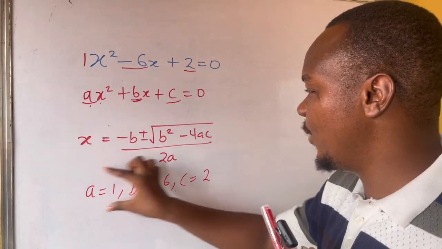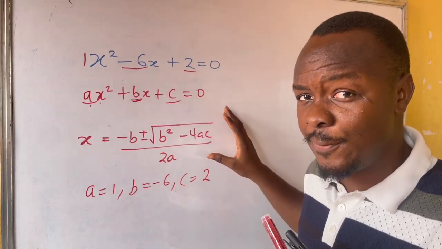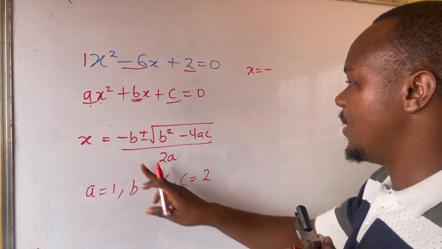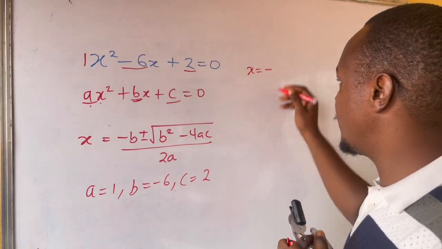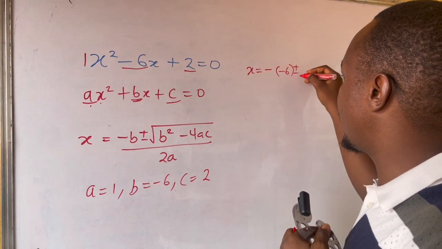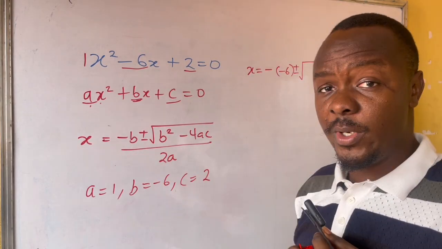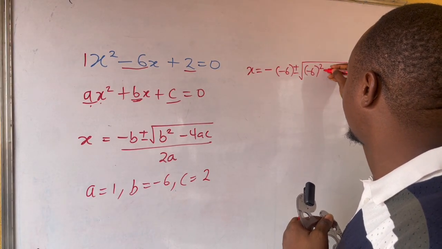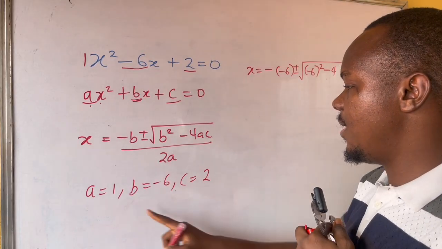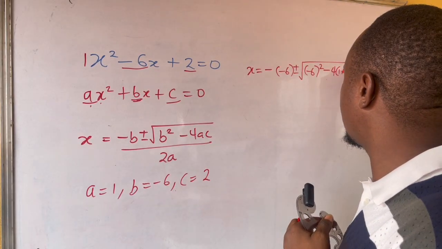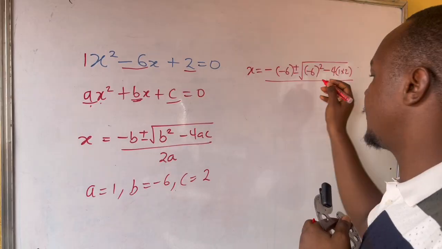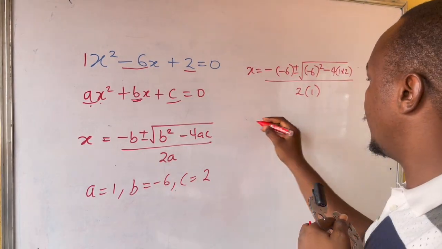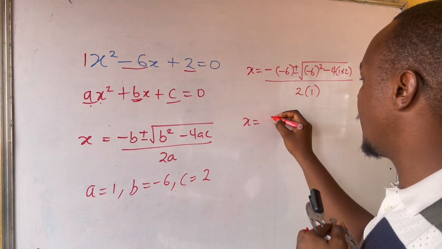Next step, we're going to put these values into our quadratic formula, not almighty formula. So x equals minus b, that's the formula. b is minus 6, so be very careful with your minus signs. Plus or minus the square root of b squared, so that's minus 6 squared, minus 4ac. a is 1 and c is 2, that's 1 times 2, all over 2a, that's 2 times 1. So x equals minus times minus is plus 6.